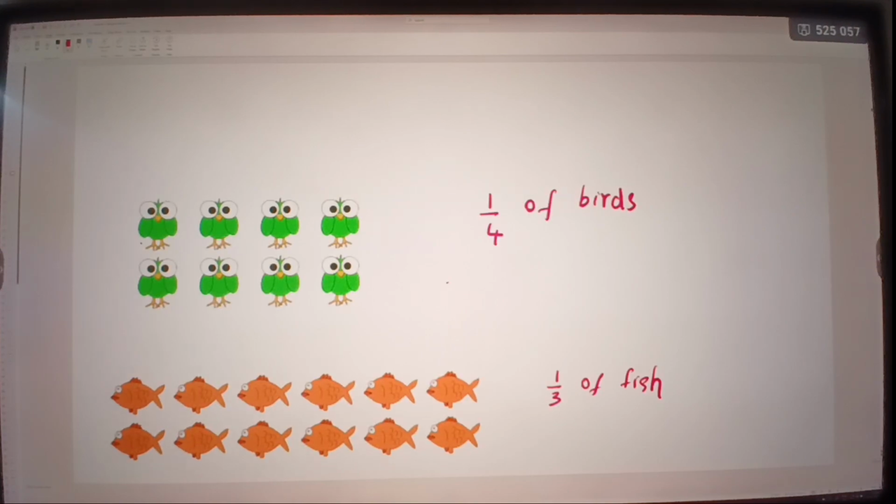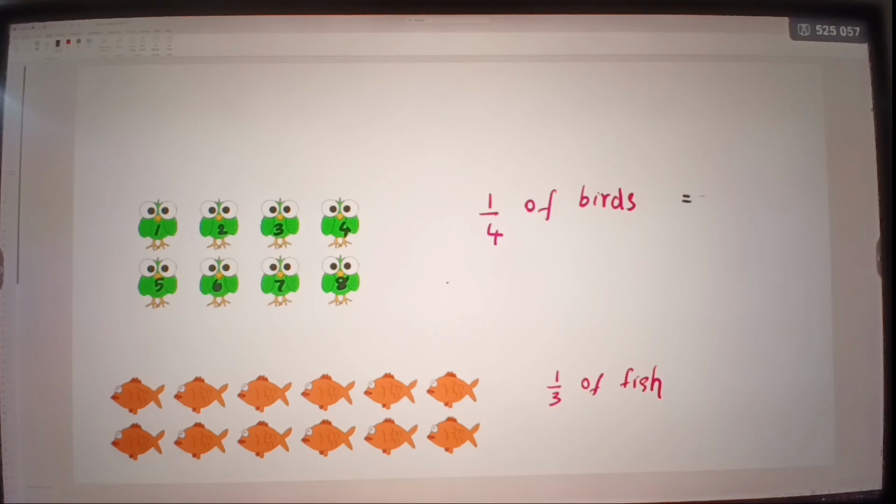So look at this problem. You have to take 1/4 of birds. There are many birds. Out of these birds you have to select 1/4 of birds. For that you have to count the number of birds. So total 8 birds are there. Out of these 8 birds you need 1/4 of birds.